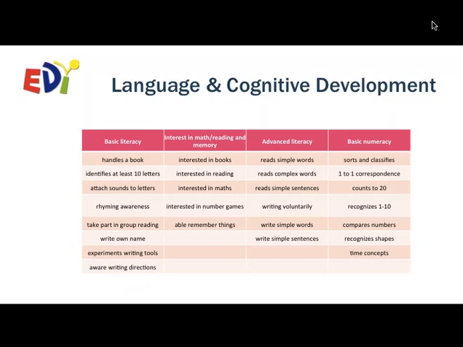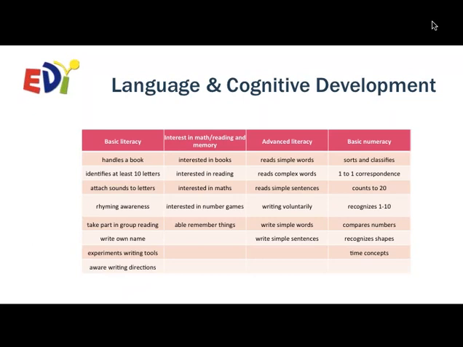And so you would not be surprised to know that not as many children are developmentally ready on the advanced literacy subscale as on the basic literacy subscale. But when we make our standardized score so that they're comparable, we can make that comparison more easily. Basic numeracy is, I think, pretty straightforward. The last one on interest in math and reading and memory is really about children's engagement in literacy and numeracy.